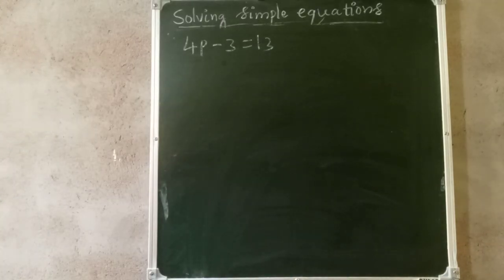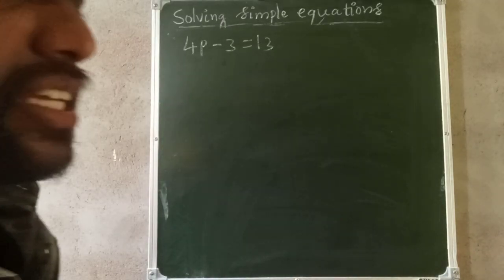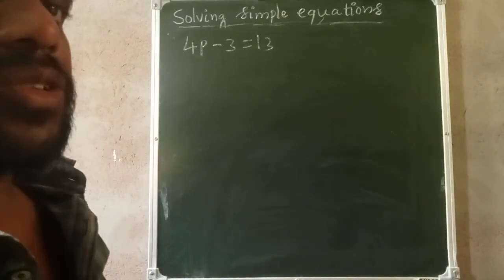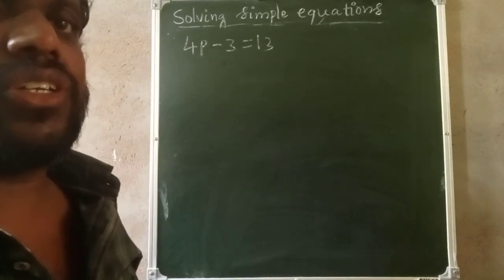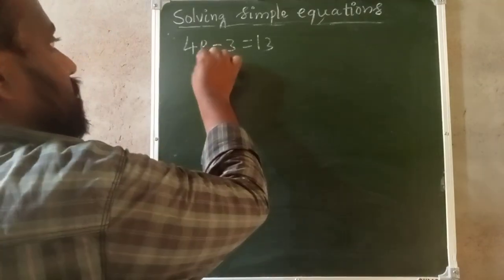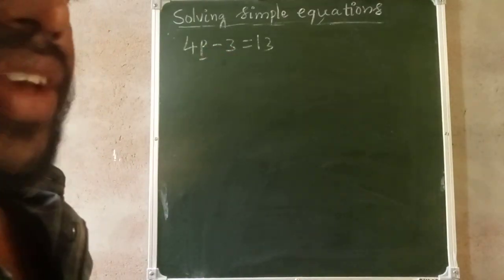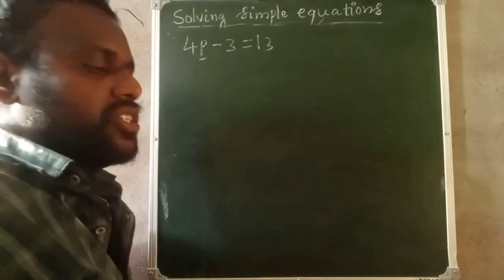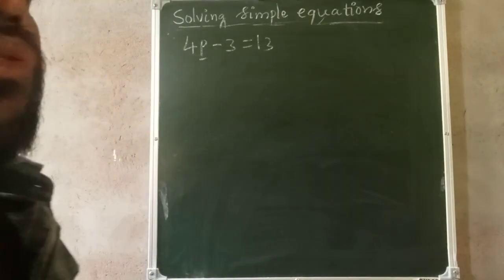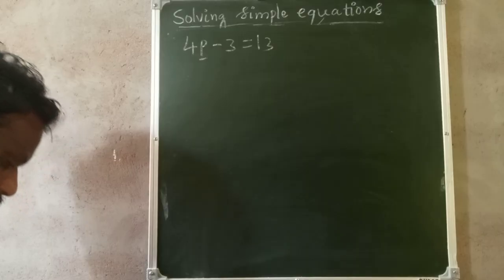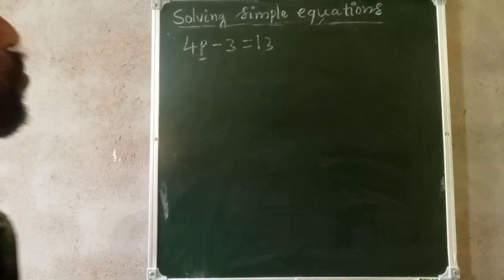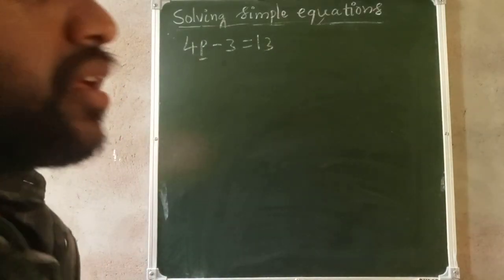Sorry, not x. In previous examples, x was the variable, but in this equation p is the variable. So instead of x, we have p here. So we have to find the value of p. So what can we do to find p?